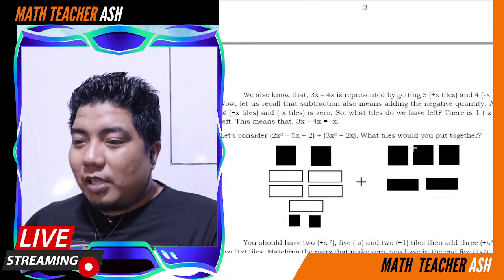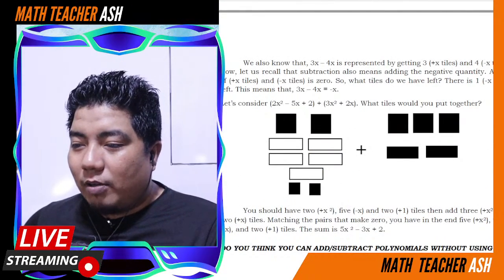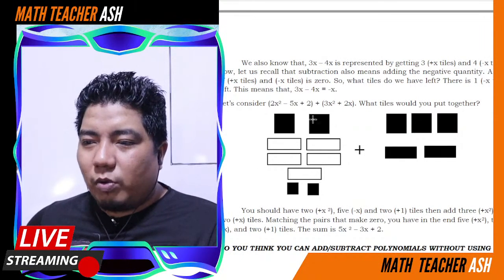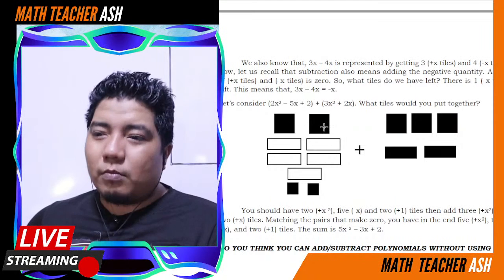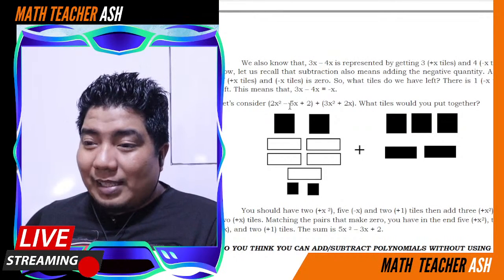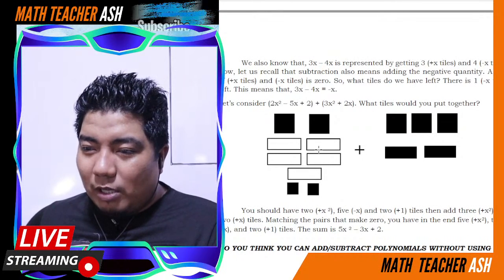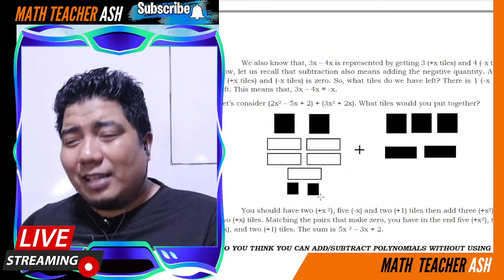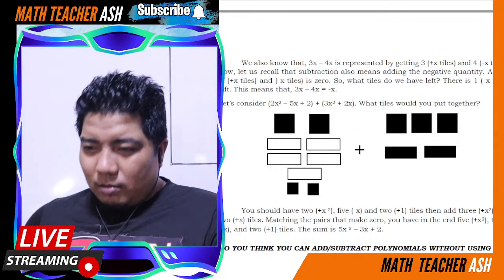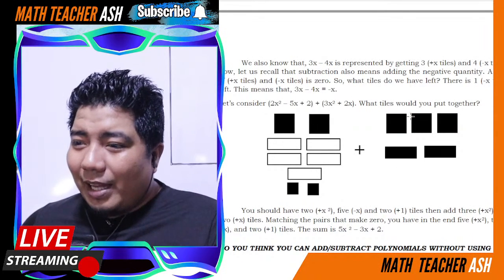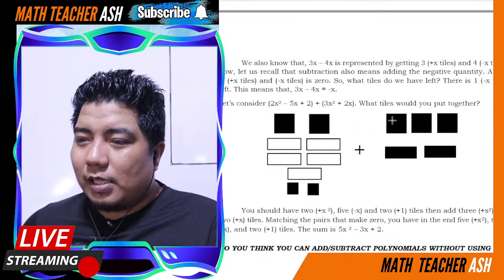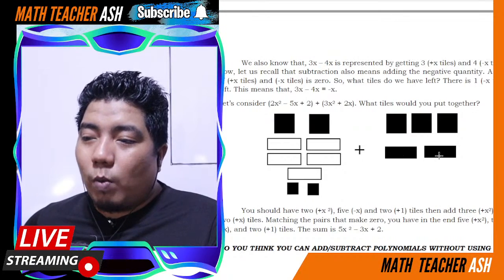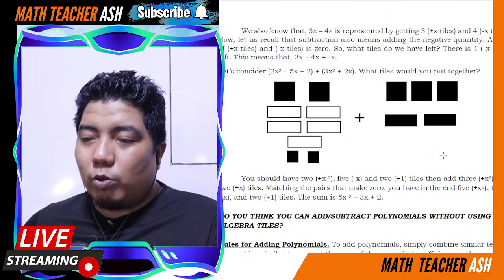Okay, so let's continue. What if it is presented like this? We have here 2x squared minus 5x plus 2. These are two big squares. Then 5x, negative 5x, so five white rectangles. Then positive 2, two small black squares. And then you add to it three big squares and two big rectangles. So, what will the answer be?